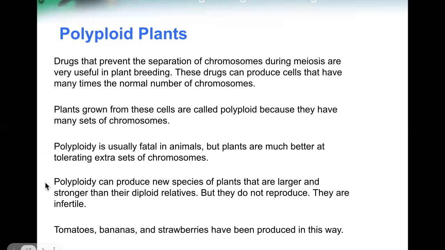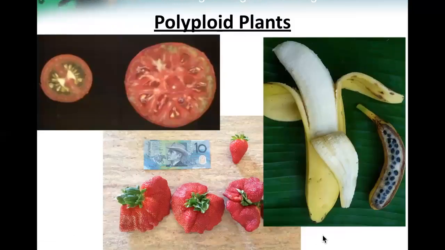Polyploidy can produce new species of plants that are larger and stronger than their diploid relatives, but they do not reproduce. They are infertile. Tomatoes, bananas, and strawberries have been produced in this way. Original tomato, polyploid. Original banana, polyploid. Original strawberry, polyploid.